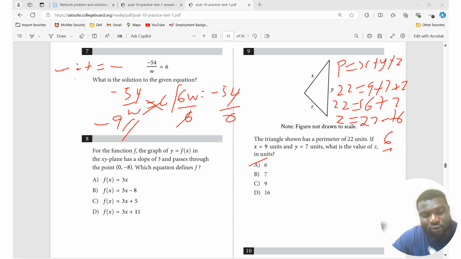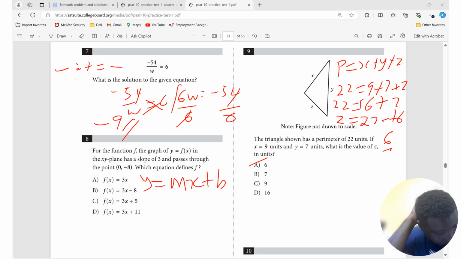We're going to use the formula of a linear equation, which says y equals mx plus b, where m is the slope and b is the y-intercept. Now you need to understand that m is the slope, which is 3. What is the y-intercept?